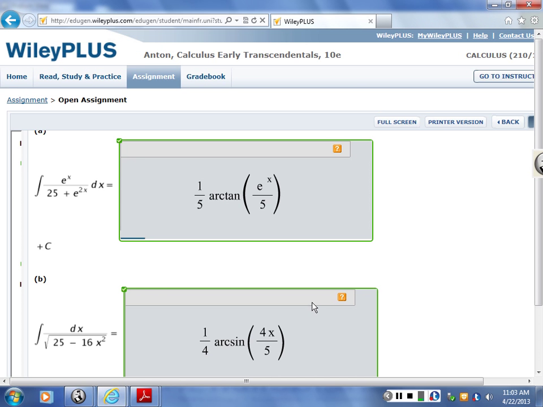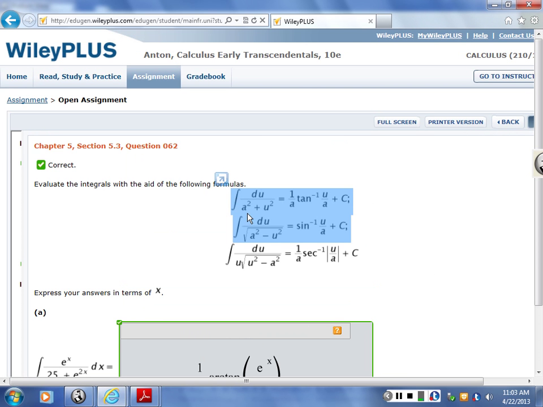So students ask, do I have to memorize these formulas? You wouldn't necessarily have to memorize. I would say memorize the formulas with A is 1 for tangent inverse and sine inverse. Pretty straightforward if A is going to be 1, right? When A is something other than 1, it's not as straightforward with the U substitution, so I memorized them with A being 1.